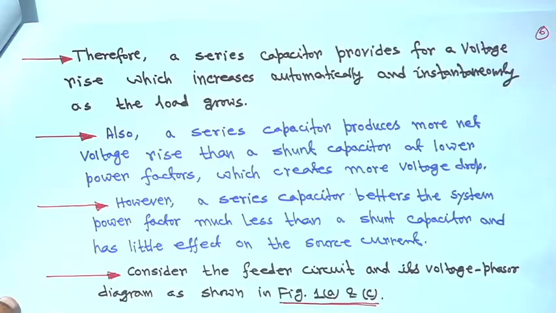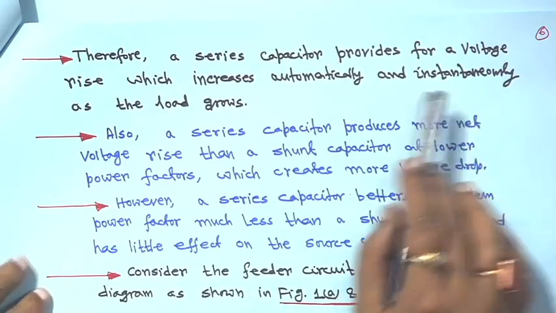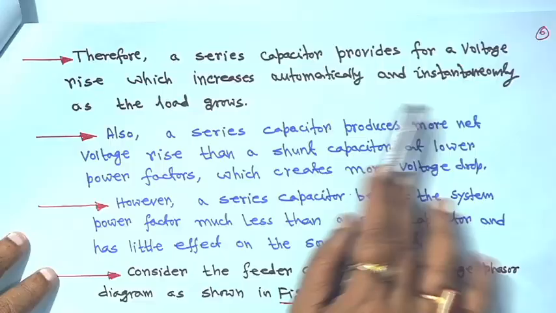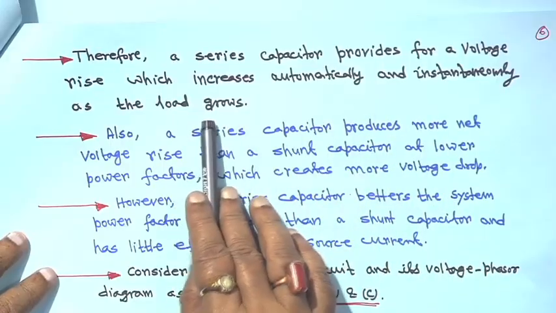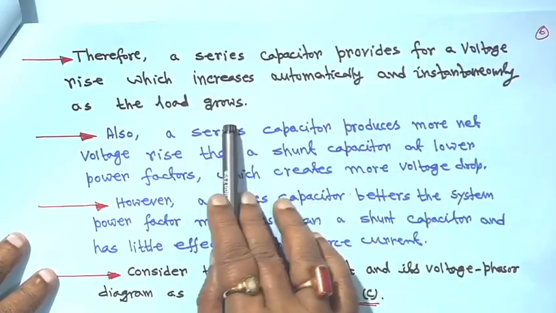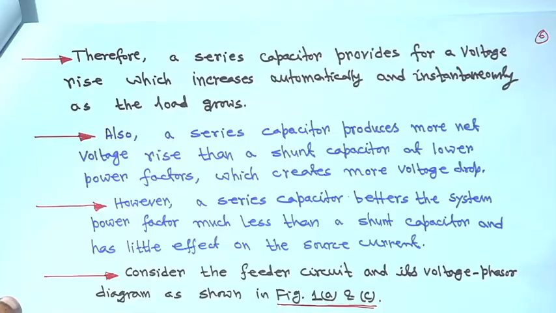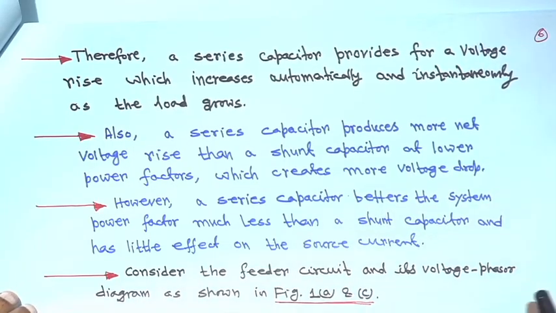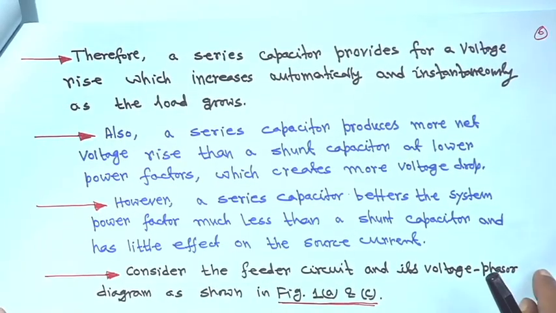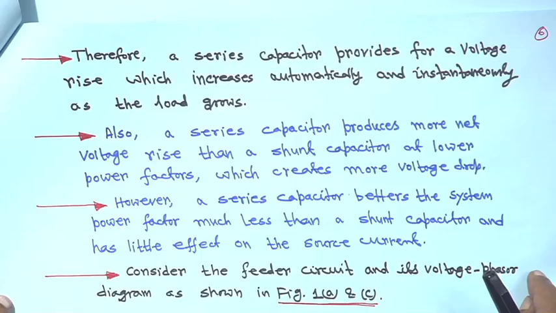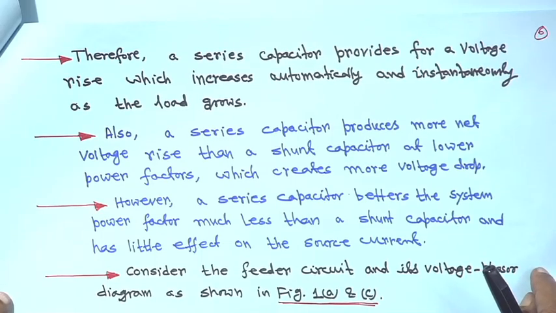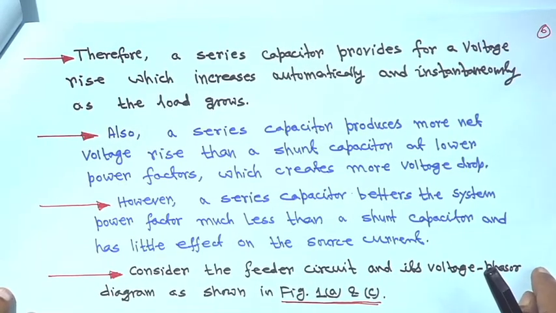Therefore, a series capacitor provides a voltage rise which increases automatically and instantaneously as the load grows. That means if the load increases, the current I will increase, so I is varying, and QC will also vary. That is why it is analogous, to some extent, to a voltage regulator.